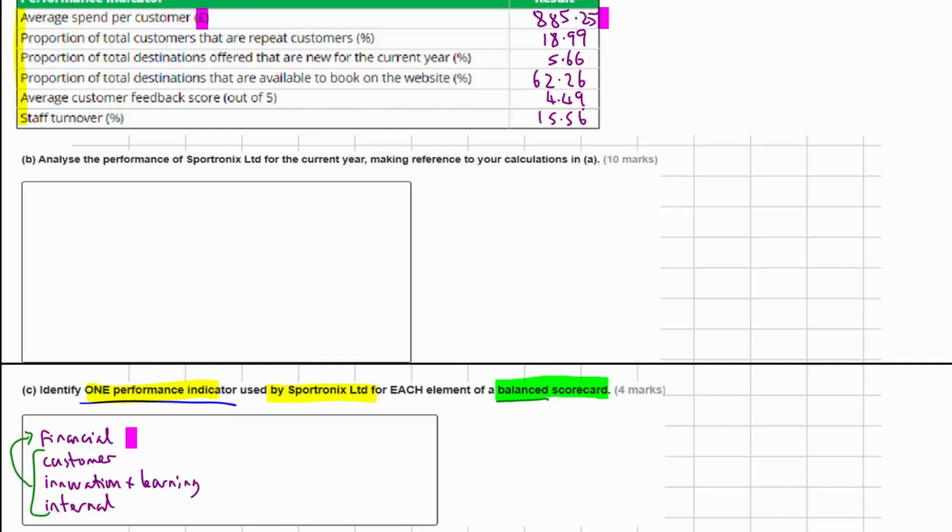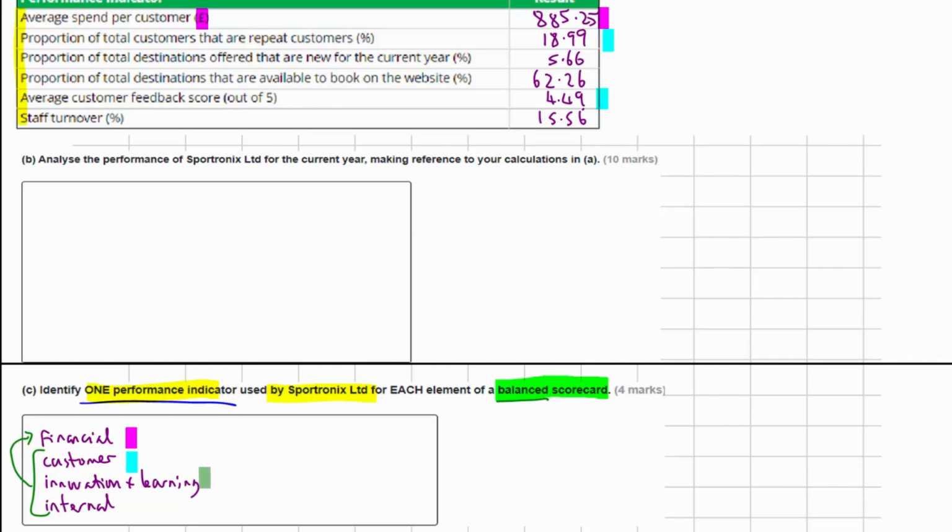Then what about a customer focus? Well, we can see the percentage of repeat customers. So the higher that number is, the better we are doing. But we also have their feedback scores as well. What do the customers think about us? And again, the better that number is, the better we're doing.